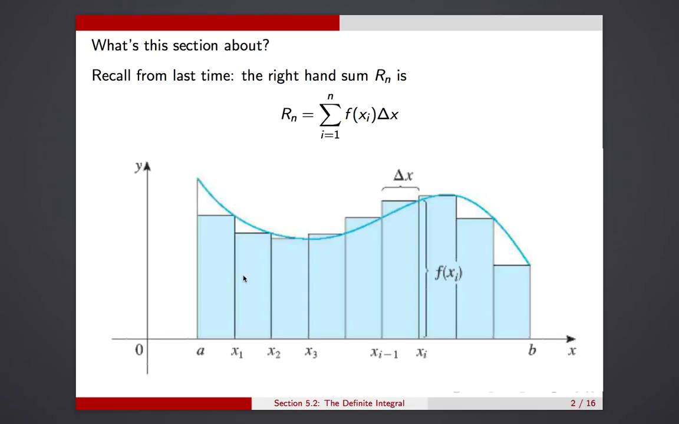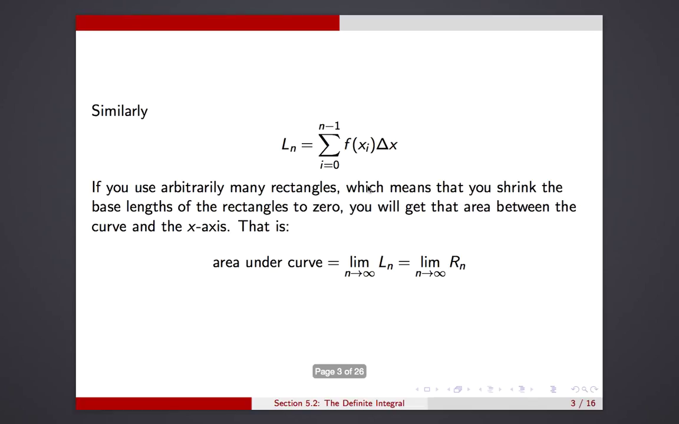So all that is doing is when i is 1, you're taking the area of this rectangle. When i is 2, area of this rectangle. i is 3, area of this rectangle, and so on. So the sigma is just a plus between all of those areas. And you could do the same thing with the left-hand sum.